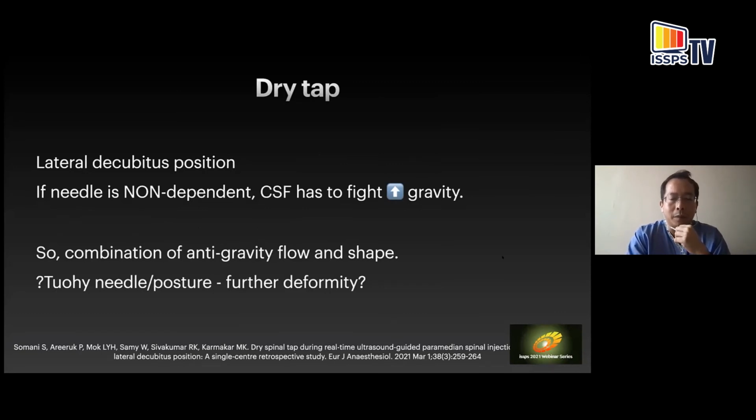So don't make your life more difficult by going at a level where there are problems with a degenerate disc, for example. The question is then, if you use a larger gauge needle, would you potentially cause more distortion of the thecal sac as you enter, or are you safer doing it with a small gauge needle?